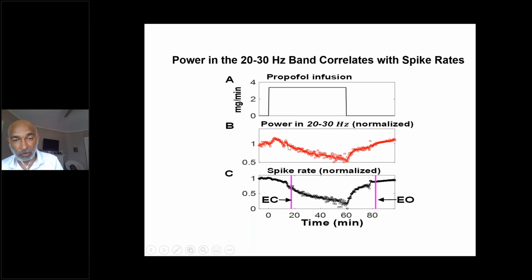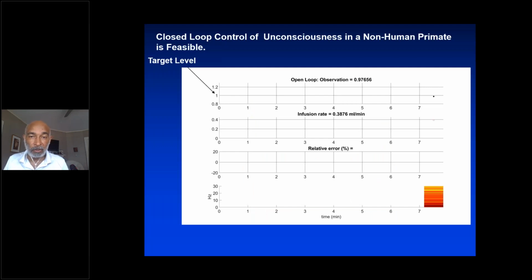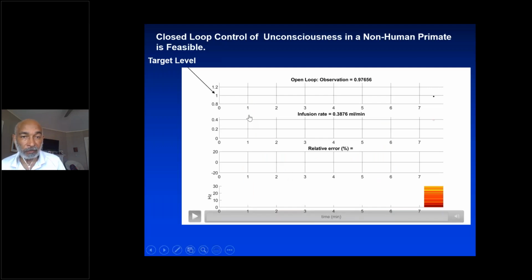We're going to use this. We're going to build a marker that's based on the power in the 20 to 30 hertz band. We're going to control this, so we can control this. But we know that when we control this and keep it at a fixed level, the animal is going to be profoundly unconscious. So let me just end with this little video here.